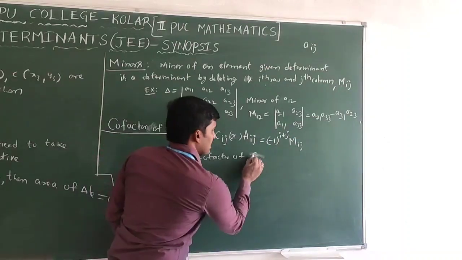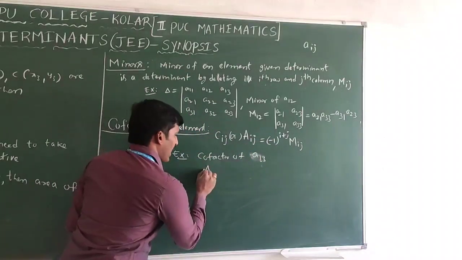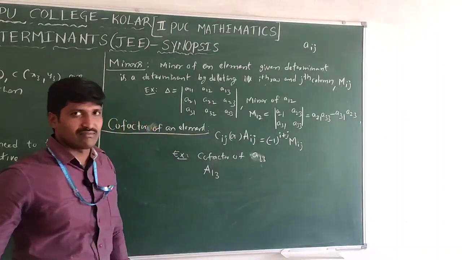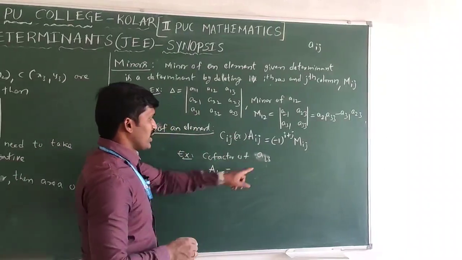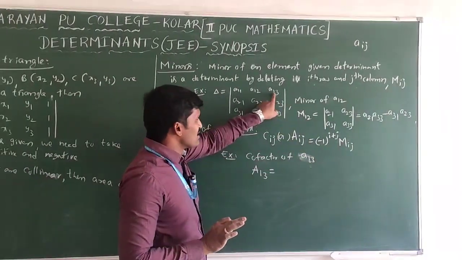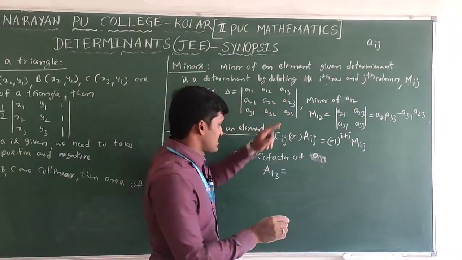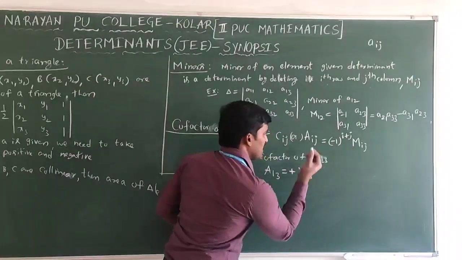Now A13 is clearly lying in the first row, third column. That minor is written by capital A13 or C13. Clearly, there is no need to write this formula always. It is only for understanding purposes. A13 is (-1)^(1+3), what sign here? Plus. Plus into its minor, M13.